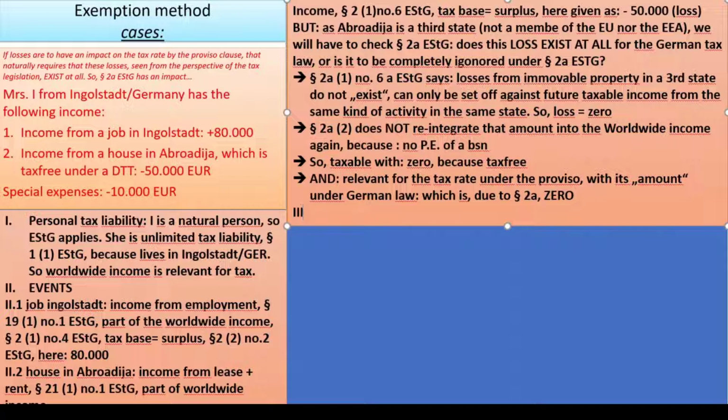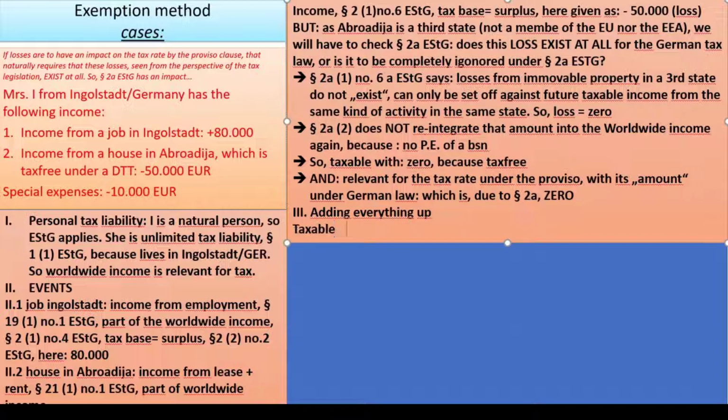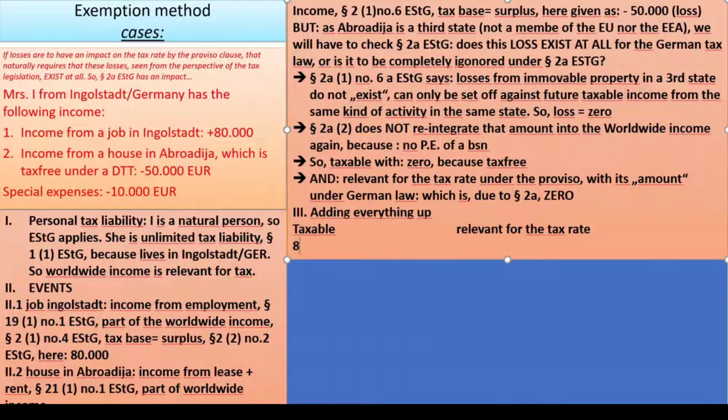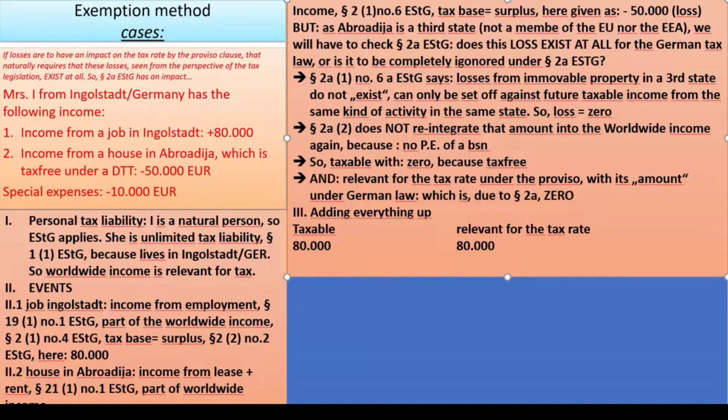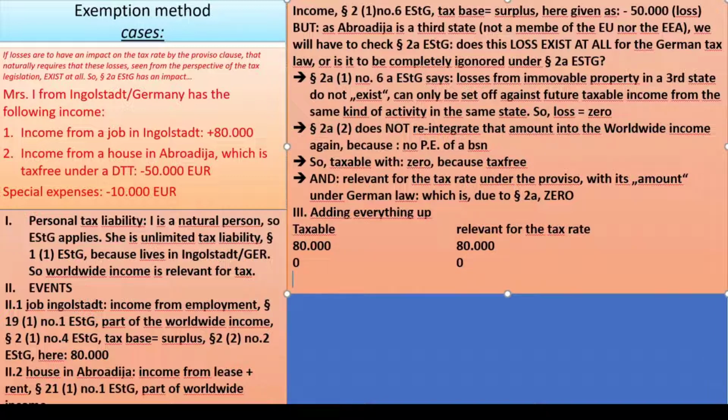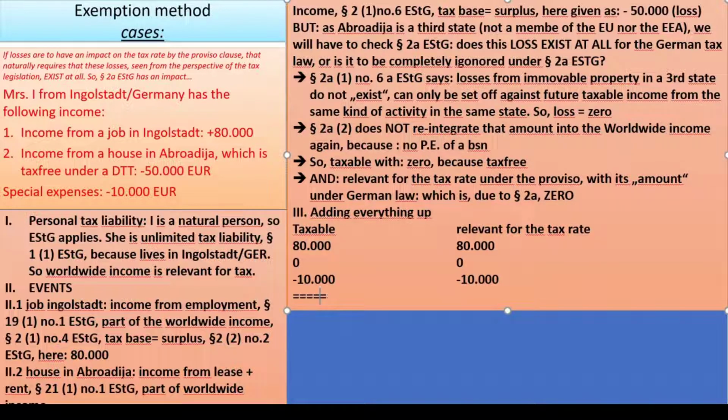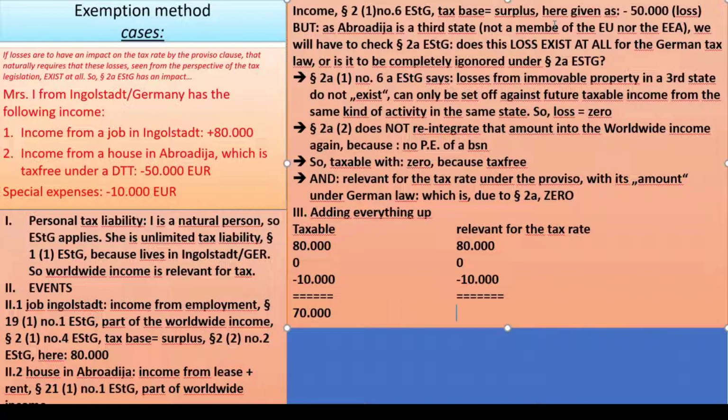So when we add everything up, we get taxable and relevant for the tax rate. Now we get taxable is 80,000, relevant for the tax rate is also 80,000. Then we get the house in Abrodia, it's tax-free, and the loss has under German law also a value of 0. It does not exist at all. So then the personal deductions. And so, surprise, we have 70,000, and they are taxed for the rate for 70,000.